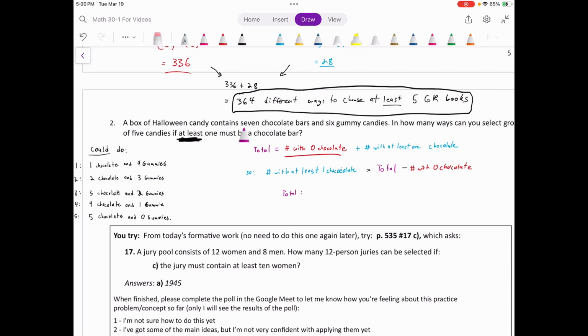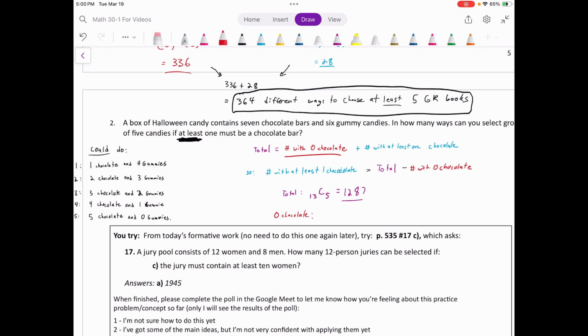Well, how many candies are there to choose from? There's 7 chocolate bars and there's 6 gummies, right? So there's a total of 13 candies, and we're choosing 5. How many different total possible ways could that turn out? Well, 1,287, okay? Now we've got to figure out how many different ways there are to end up with 0 chocolate.